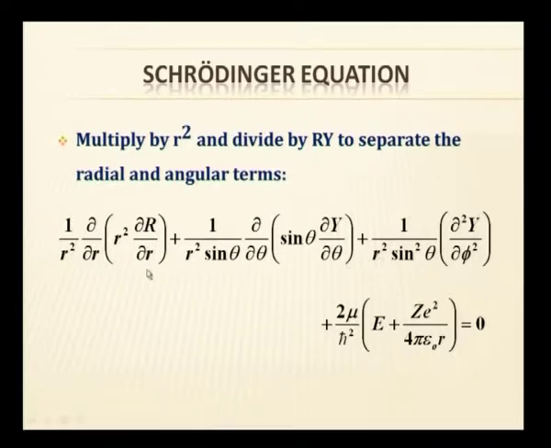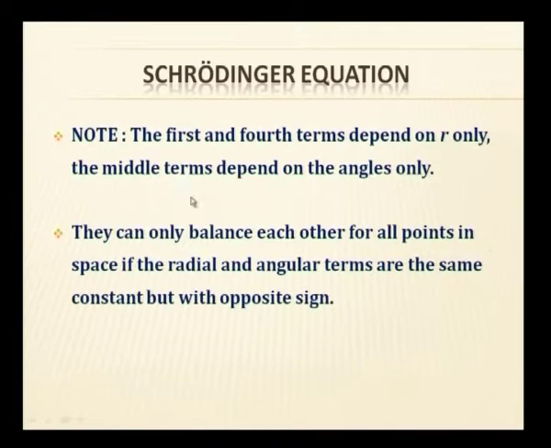Okay? That is an important thing. This depends upon r, this also depends upon r. Therefore, I write that the first and fourth terms depend on r only, the middle terms depend on the angles alone. They can balance each other for all points in space, that means for all values of r, if the radial and angular terms are the same constant, but with opposite sign.